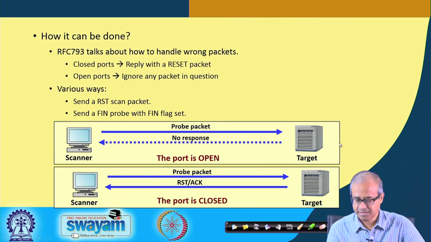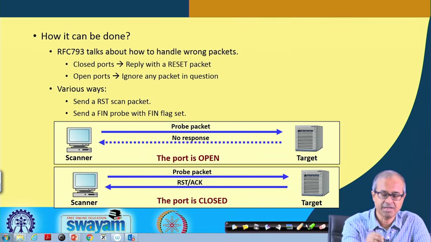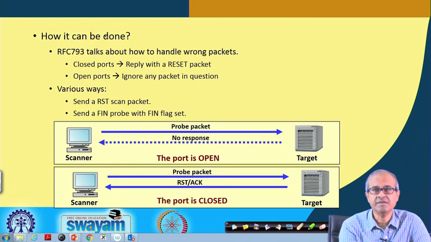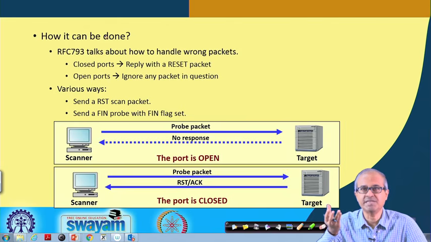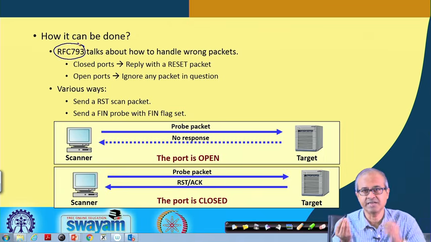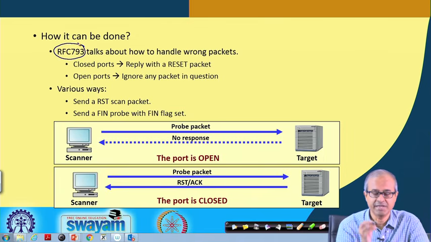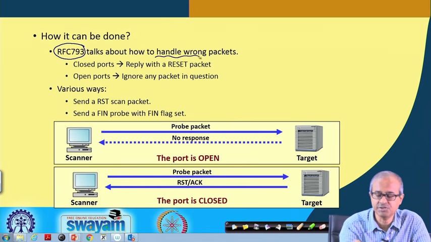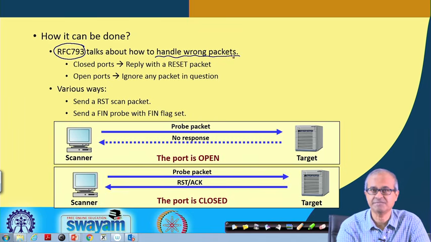All right. So, here we briefly try to tell you one way in which this can be done. You see, for every internet service that is implemented, there is a corresponding documentation available based on which the implementation is carried out. These are called RFC documents, request for comments. For example, RFC 793 is the number of that document. It talks about how a host should handle wrong packets.